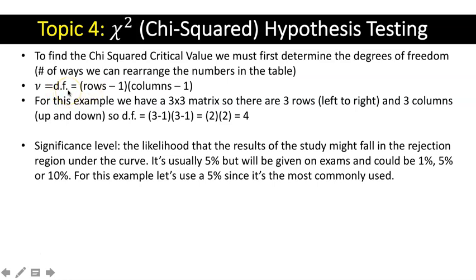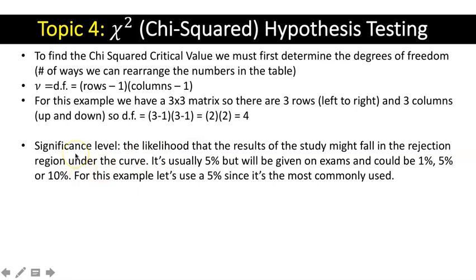And to figure out degrees of freedom, the formula is to take the number of rows minus 1 and multiply it by the number of columns minus 1. So we already talked about how in this example, we have a 3x3 matrix. There are 3 rows. Remember, rows go left to right, and we have 3 columns. So that goes up and down. So here, the degrees of freedom is equal to 3 minus 1 times 3 minus 1, which is 2 times 2, or 4. So the degrees of freedom in this problem is 4.